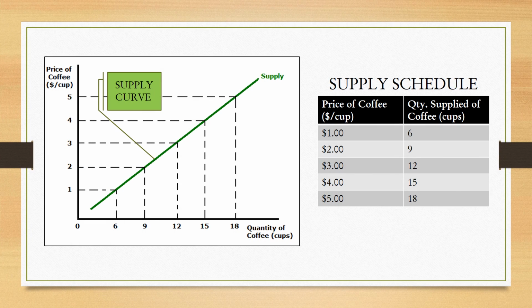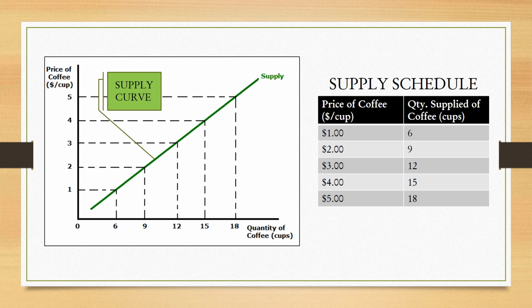Okay, on this slide we are going to talk about the supply schedule, which is over to the right hand side of the slide, and we're going to talk about the supply curve over to the left hand side. Along your vertical axis, which is the axis running up and down, you'll see the price of coffee, dollars per cup. Along your horizontal axis, quantity of coffee in cups. It's quantity supplied of coffee. Let me correct myself there.